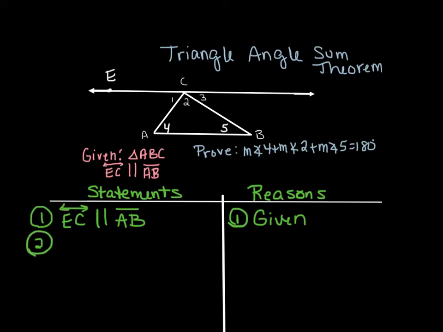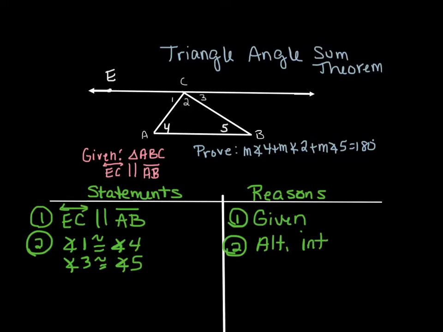And what does that tell me? That tells me that angle 1 is congruent to angle 4. And it also tells me in the same step I can put angle 3 is congruent to angle 5. And my reason is the alternate interior angle theorem. When two lines are parallel and they're cut by a transversal, the alternate interior angles formed are congruent.